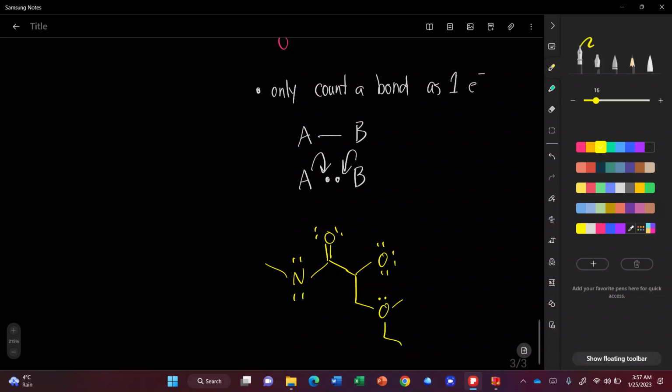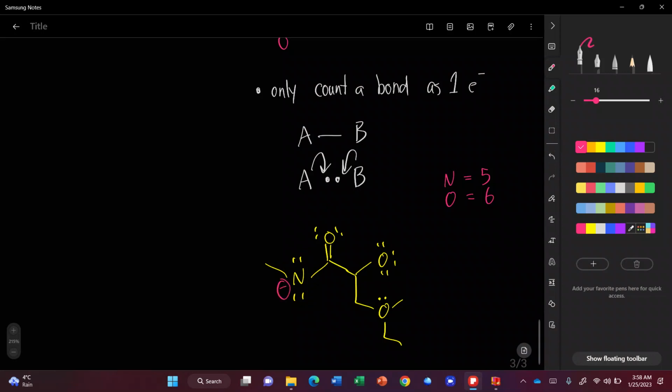So let's actually go over this really quickly. First of all, if you look at where nitrogen is on the periodic table, nitrogen is in group 5. So nitrogen wants 5 electrons. Oxygen is in group 6. Oxygen wants 6 electrons. Alright, so let's go ahead and do this. Nitrogen has 1, 2, 3, 4, 5, 6. This nitrogen has 6 electrons, but it only wants 5. Therefore, this nitrogen is going to be formally negative.